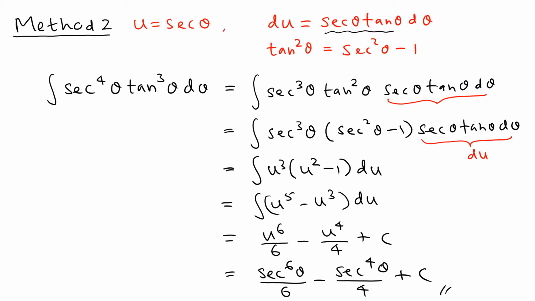That's how you use the second method. You can show that they are all identical, all equal to each other, using trigonometric identities. So let's look at the third method. In the third method, we use an uncommon substitution: we say u equals tan squared theta. The rest of the steps are the same.